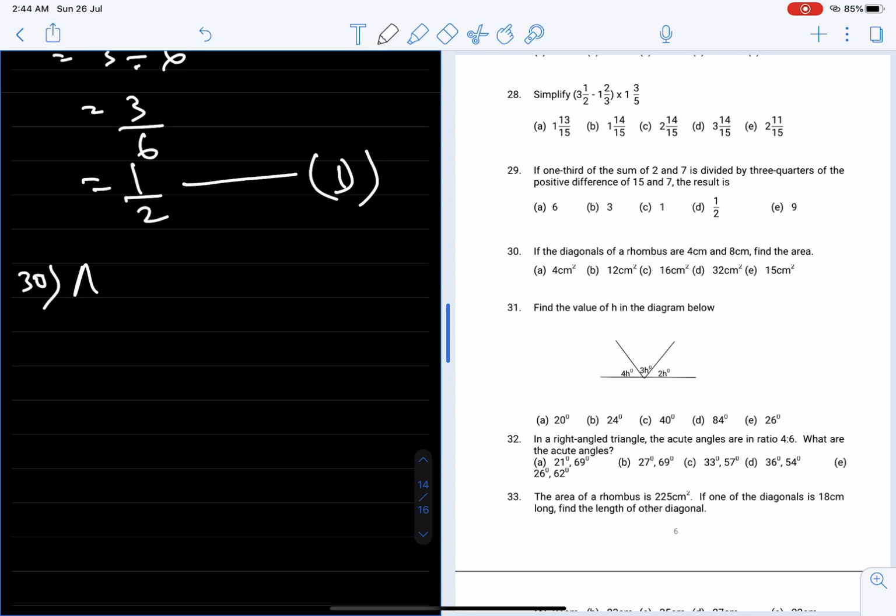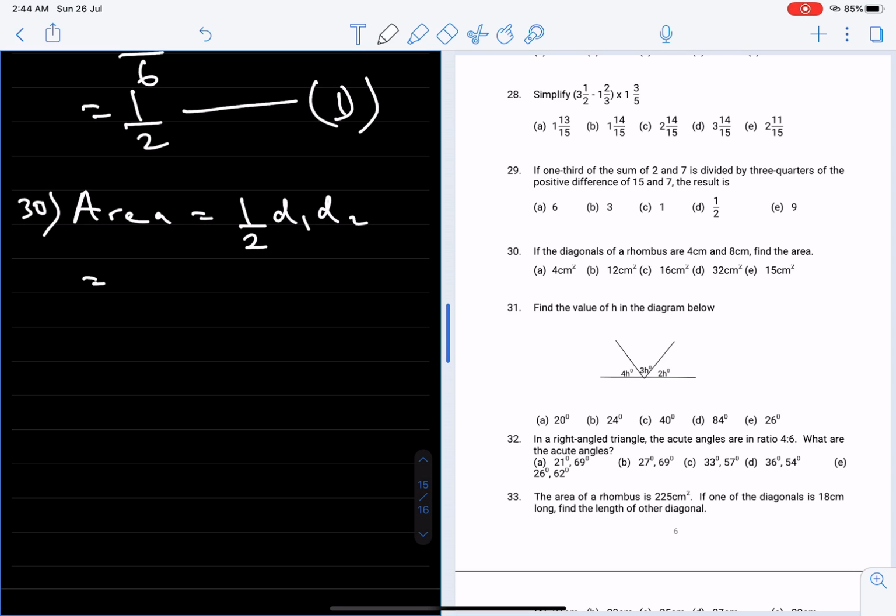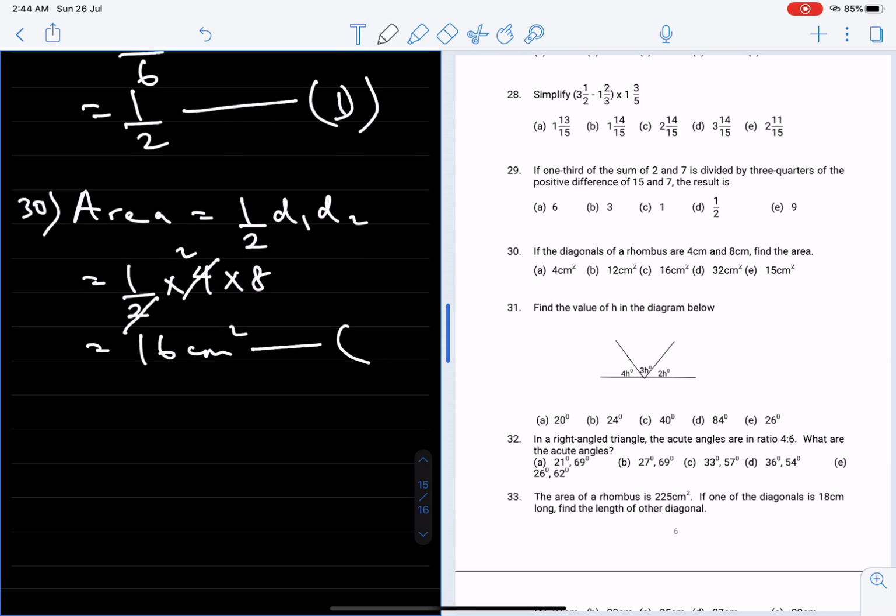The formula for the area of a rhombus is given by 1 over 2 multiplied by the product of the two diagonals. Let the diagonals be D1 and D2. That means area equals 1 over 2 times 4 times 8, and that's 16 centimeters squared. The correct option is C.